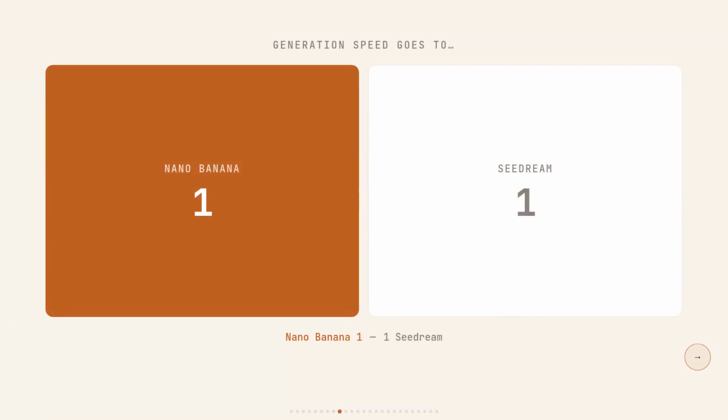Nano Banana takes generation speed, and I ran the numbers twice, because the gap felt smaller than the community noise around it. But 2 seconds per image is 2 seconds per image, and it compounds. That ties the overall score at 1 each, and Nano Banana earns it on pure latency.